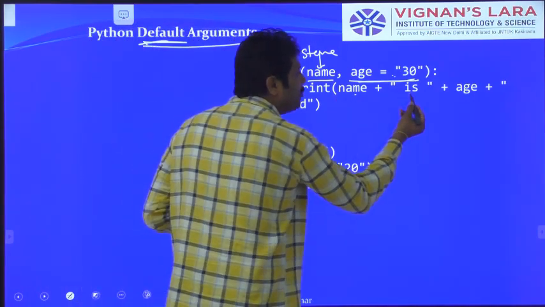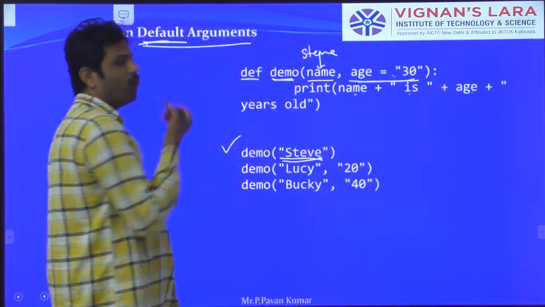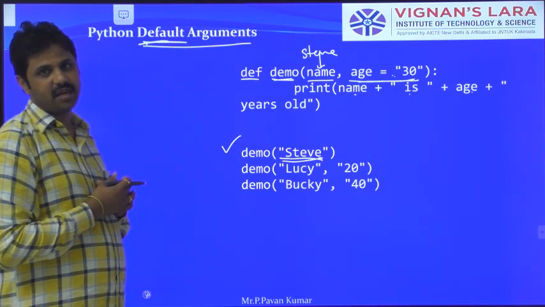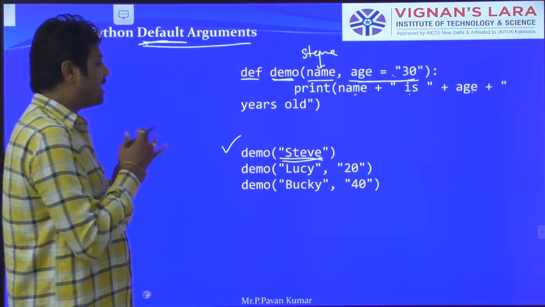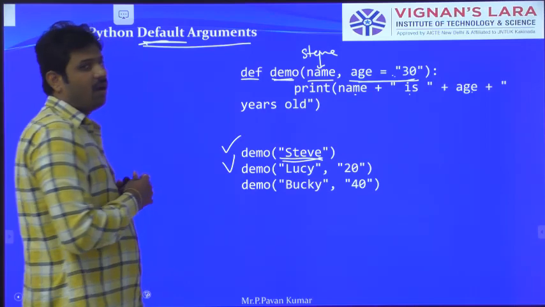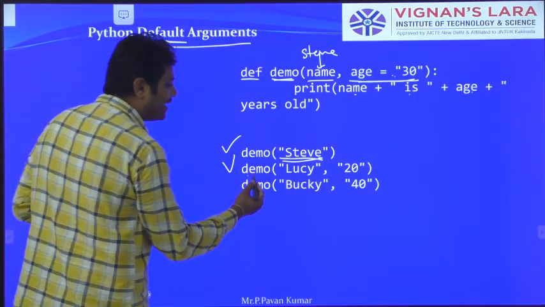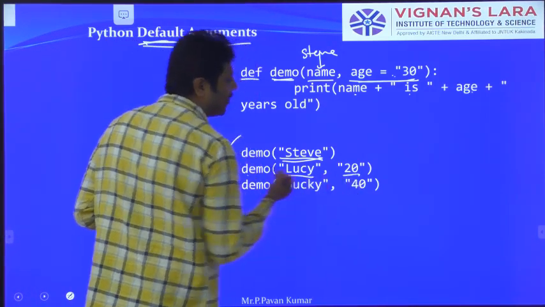Then Steve is 30 years old. It will write like that statement. Your output is like that. Next, let us observe the second statement, demo of Lucy 20.